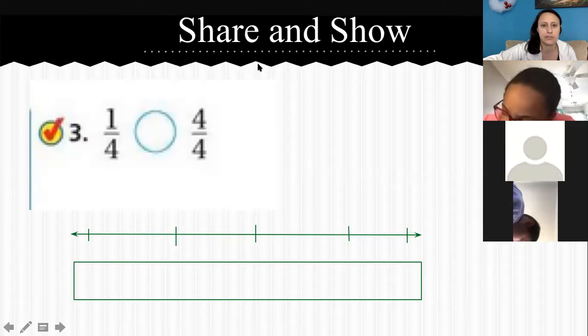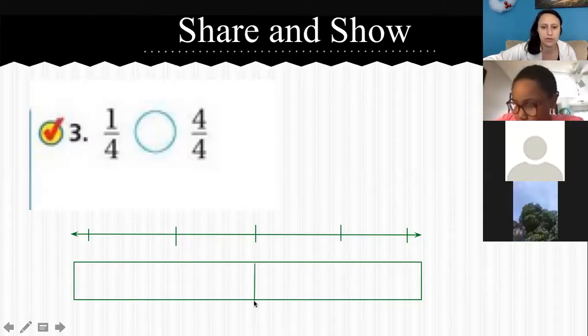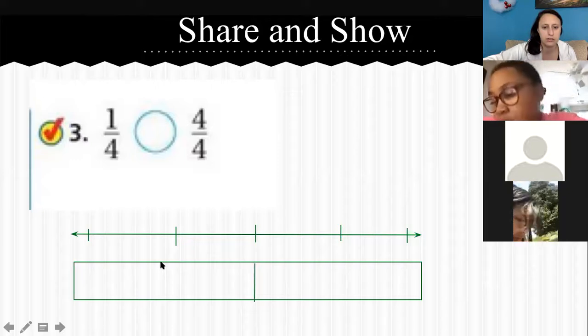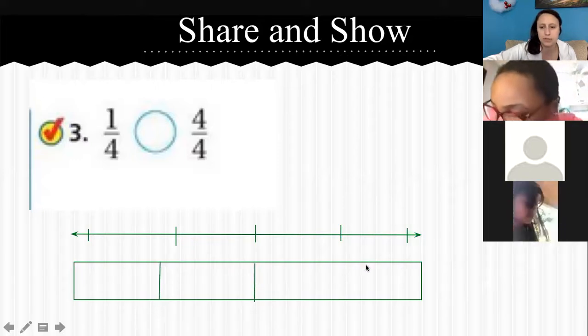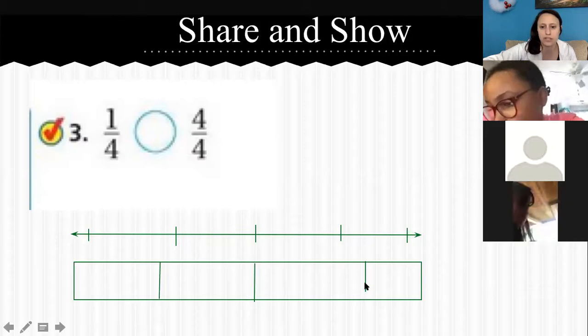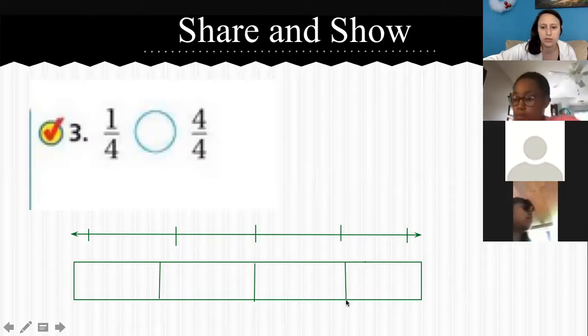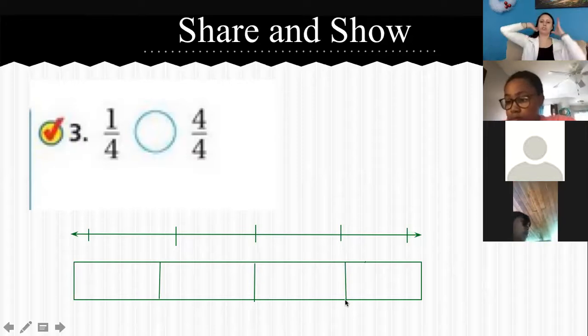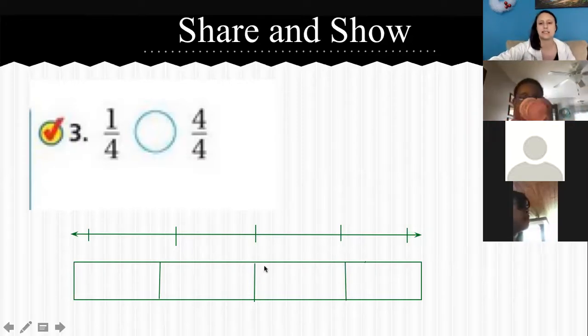I don't like that, so I'm going to undo and move it a little bit more this way. Okay, and then I'm going to do the same thing for my fraction bar to show you the two different ones. Now they don't match up exactly because of the way I drew it. Okay, so you should have either a number line or a fraction bar that looks like this.